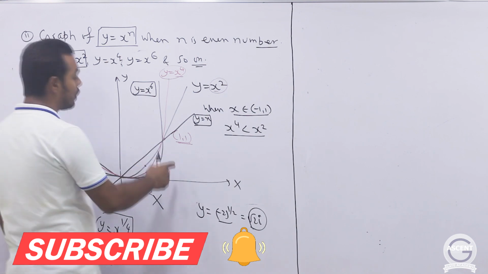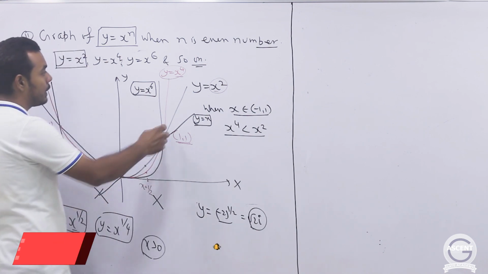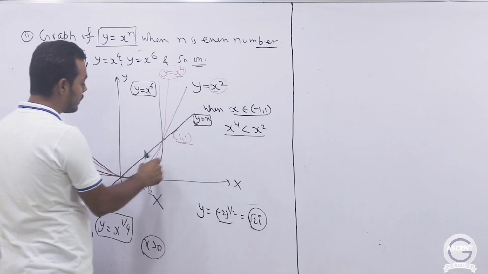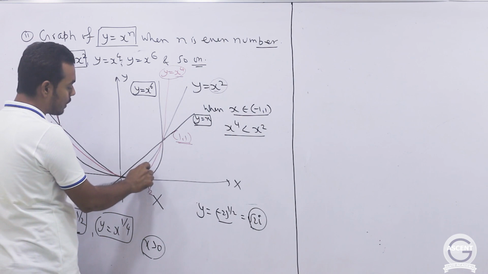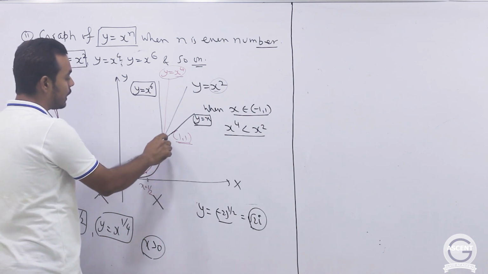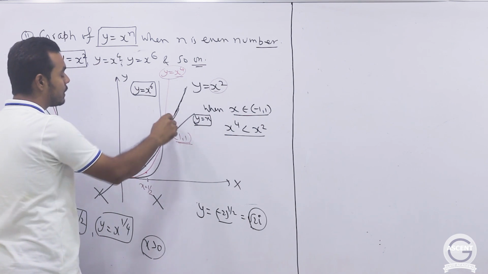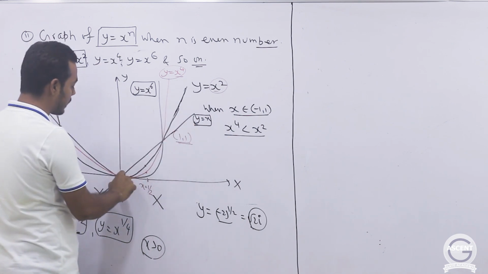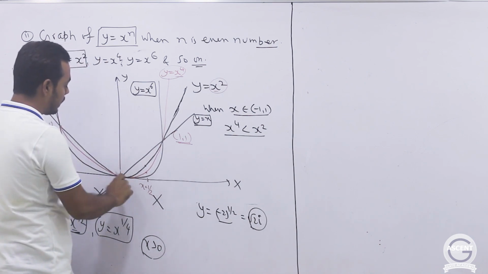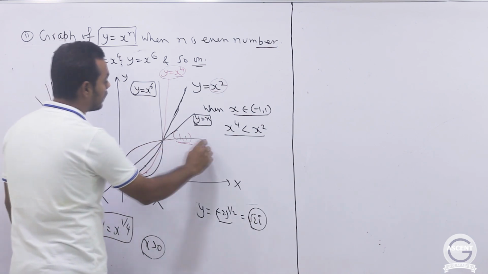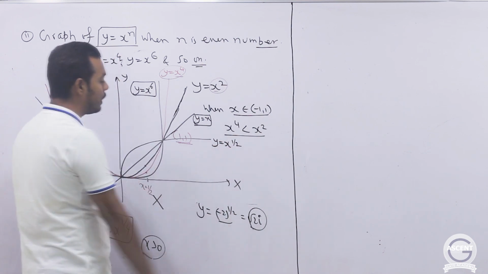So if you want to draw the graph of say this function x to the power 1 by 2, then take the image of this graph of y equals to x square. Okay, this was our graph of y equals to x square. So you have to take the image of this graph in the line y equals to x. So the image will be something like this, will be the image of that given function. So this means this is your graph of y equals to x to the power 1 by 2.